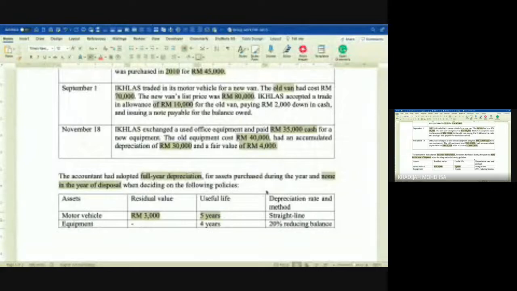Exchange a used office equipment and paid 35,000 cash for a new equipment. The old equipment cost 40,000 and had accumulated depreciation. That's why I was thinking how you actually put in the trade-in value here and the fair value here. Anyone can give some ideas on that? How do you do that?